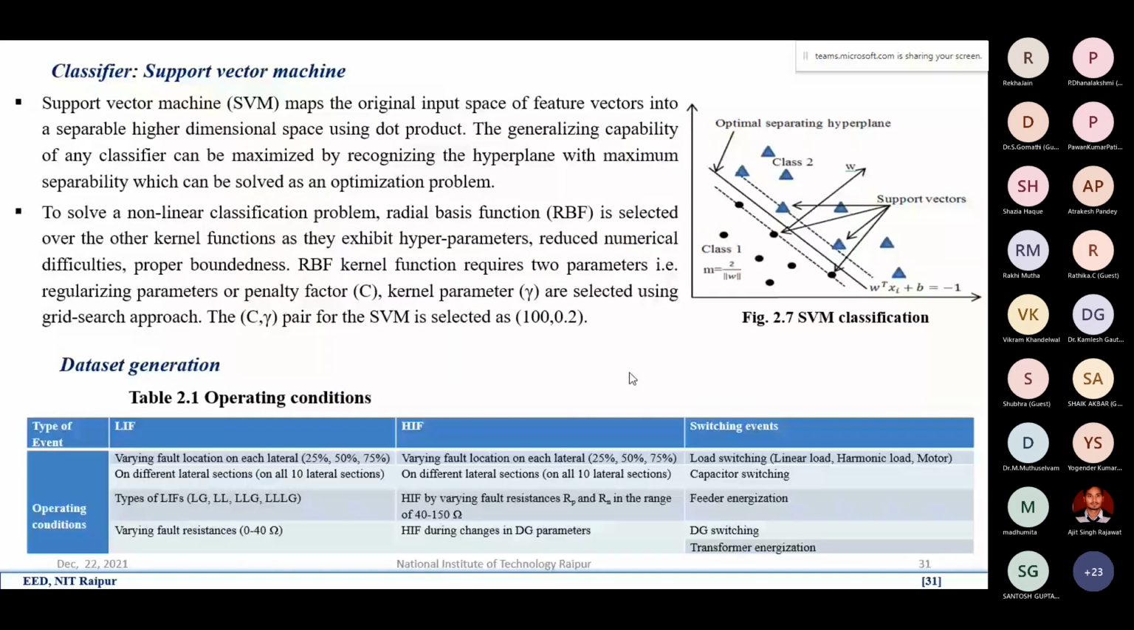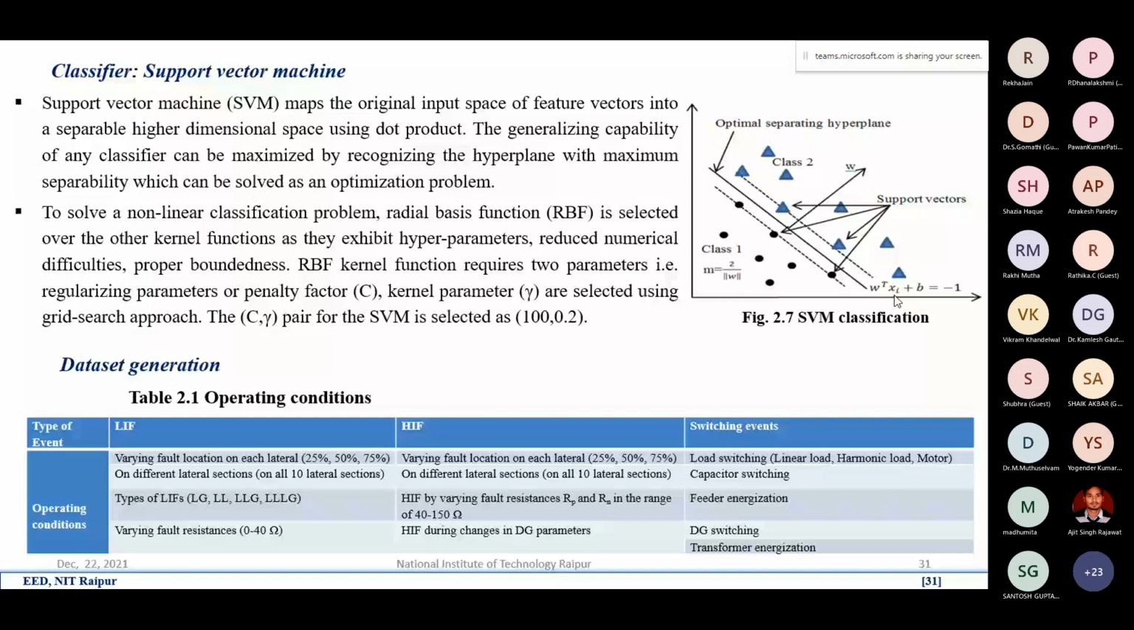Now, employing a machine learning technique, here we have used a support vector machine. How does it work? Basically, the support vector machine maps the original input space. Like here, these are the patterns. These patterns are classified into two different classes using an optimal separating hyperplane, with a separation between these two planes such that it can classify the patterns into two different classes. The hyperplane is given by W transpose X plus B equal to minus one, where X is the input patterns.